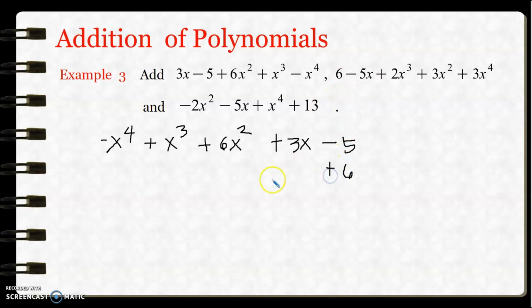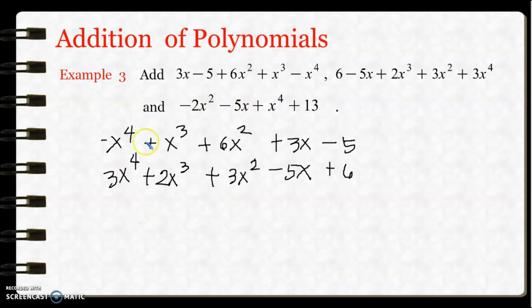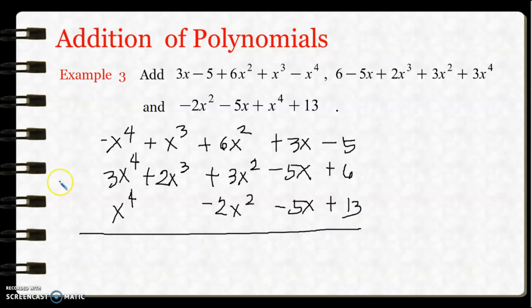6. Negative 5x. 2x cubed. So, we write 2x cubed here. 3x squared. So, 3x squared here. And 3x to the fourth. Last polynomial, we have negative 2x squared. So, careful lang tayo. Negative 2x squared minus 5x plus x to the fourth plus 13. Okay, there you go. So, we are now ready to get the sum.